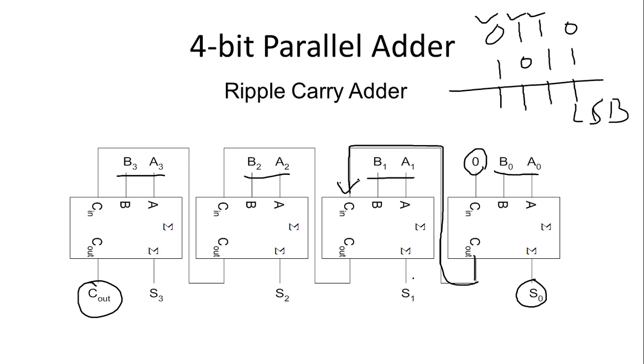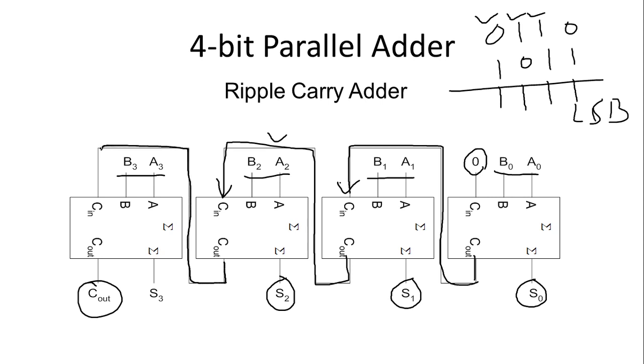So again, A1 plus B1, the sum is S1, and C out goes as input or C in to the next full adder. It produces S2 by adding A2 and B2, and C out again goes as C in to the next full adder, and it adds A3 and B3. The sum is S3, and the final carry out is C out. So the carries move like waves of water, so that's why it is called a ripple carry adder.